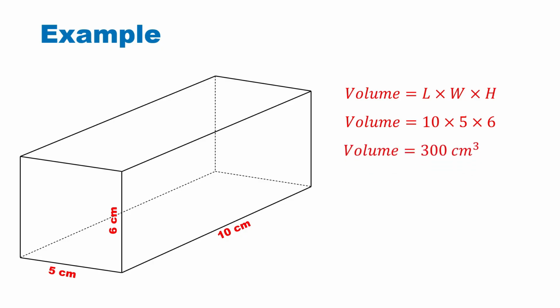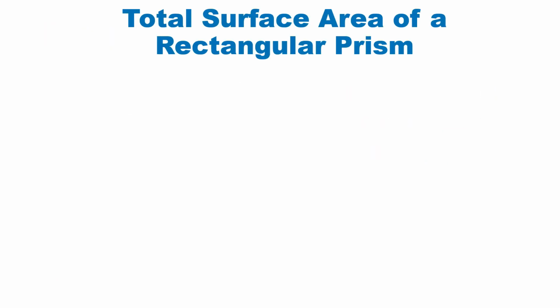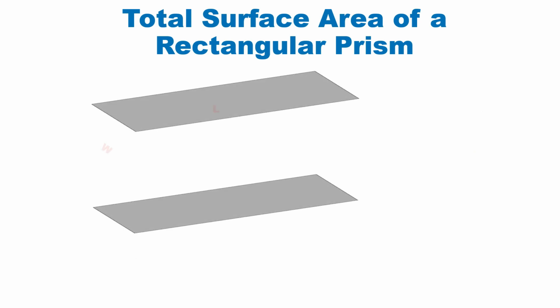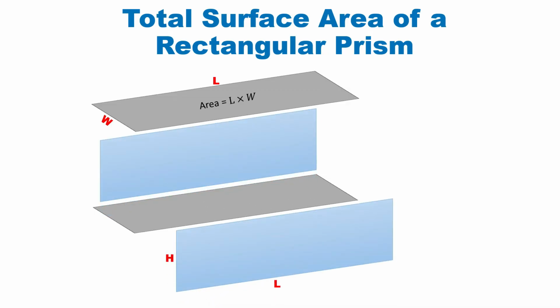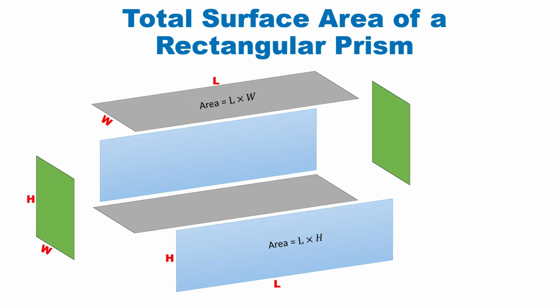Now let us break this rectangular prism apart so that we can see its surfaces. We have the top and bottom rectangles with length L and width W, hence the area is L times W. Then we have rectangles on the longer sides with length L and height H, hence the area is L times H. Lastly, we have the rectangles on the shorter sides with width W and height H, hence the area is W times H. Therefore, if we add these areas, we get our total surface area, which is 2LW plus 2LH plus 2WH.